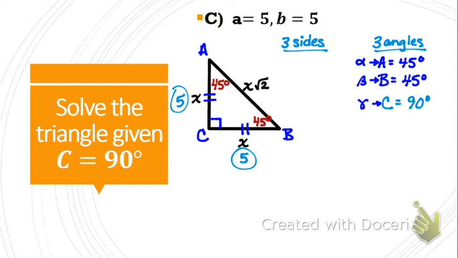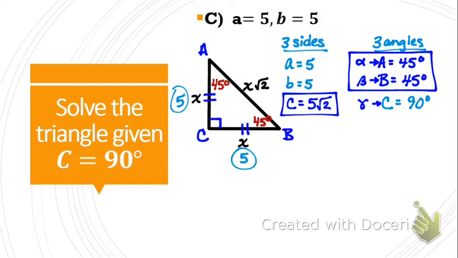So when we're talking about our three sides, they told us that A was 5. They told us that B was 5. So how big is side C? 5 square root of 2. So there's those three other pieces that we needed. You guys okay on this example? All right, let's go look at example D.